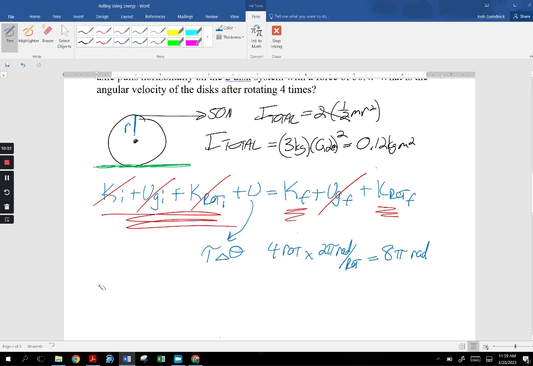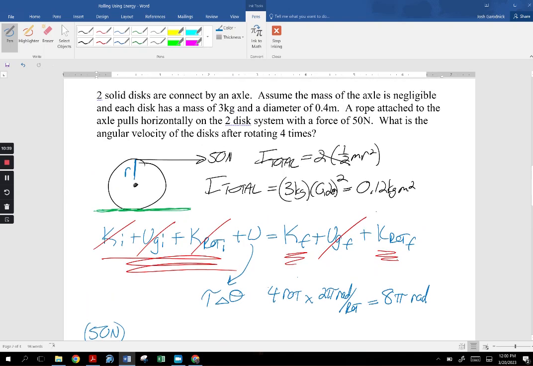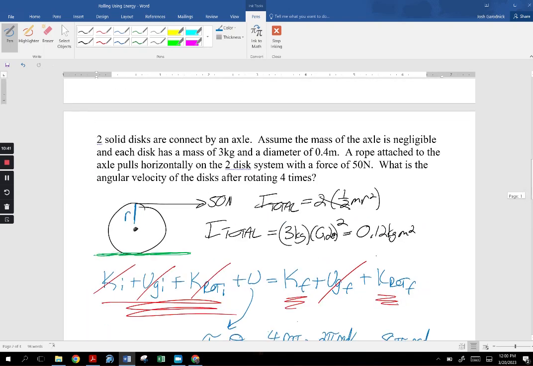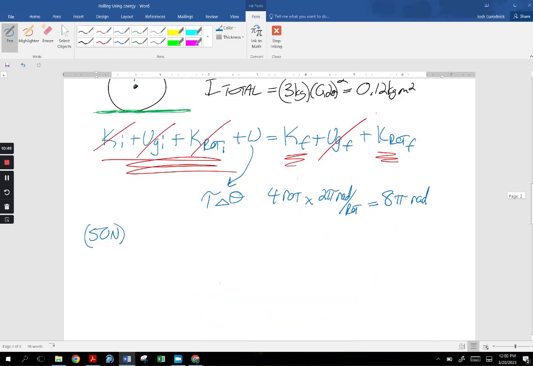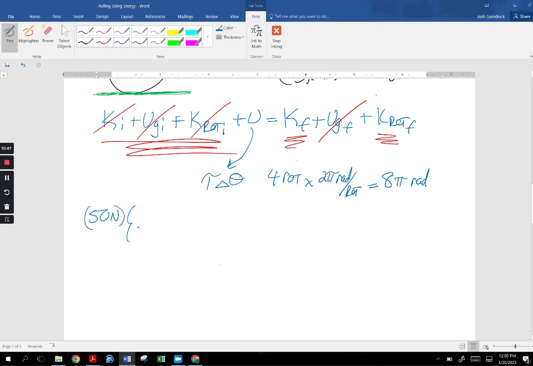We have 50 newtons acting at a distance r, which I've already forgotten, 0.2. Short-term memory for me there, sorry. So that's 0.2 meters equals 1/2. I've already forgotten the mass. Don't tell anybody.